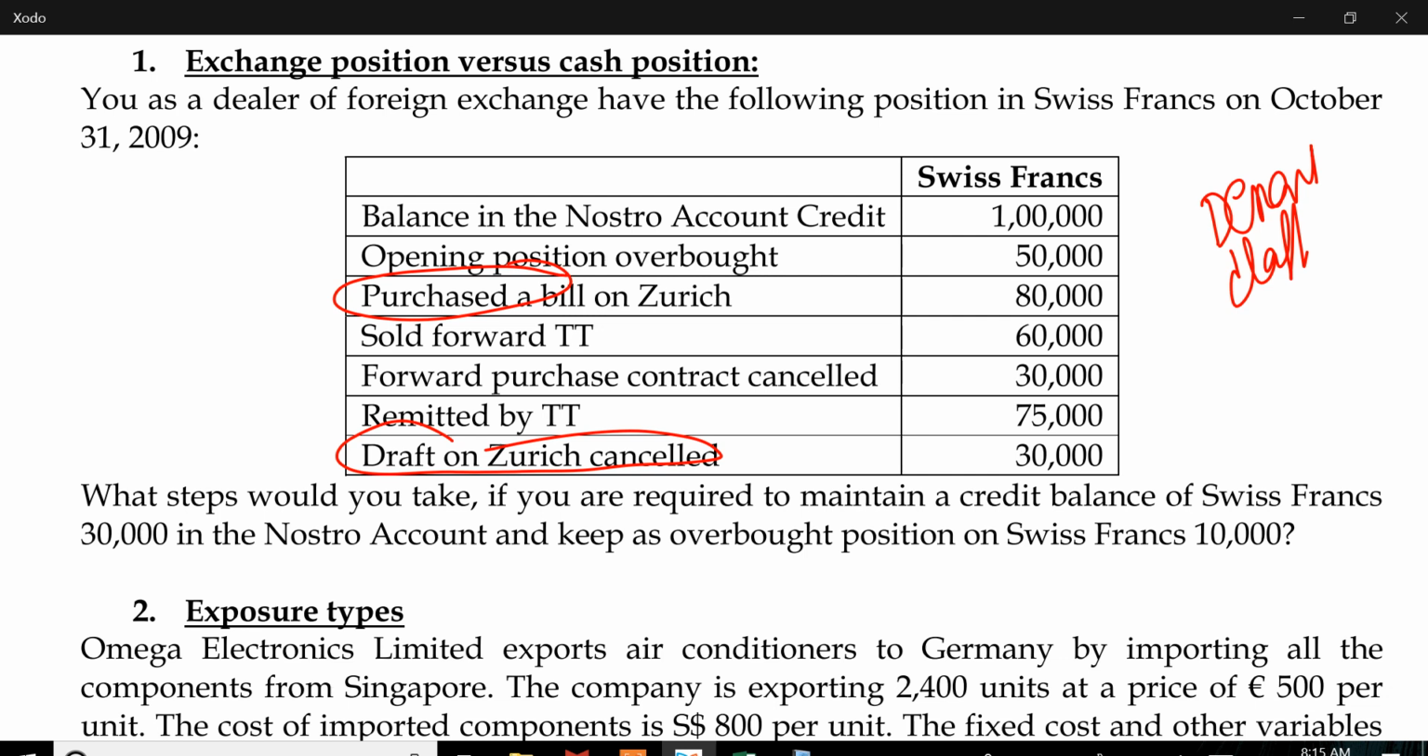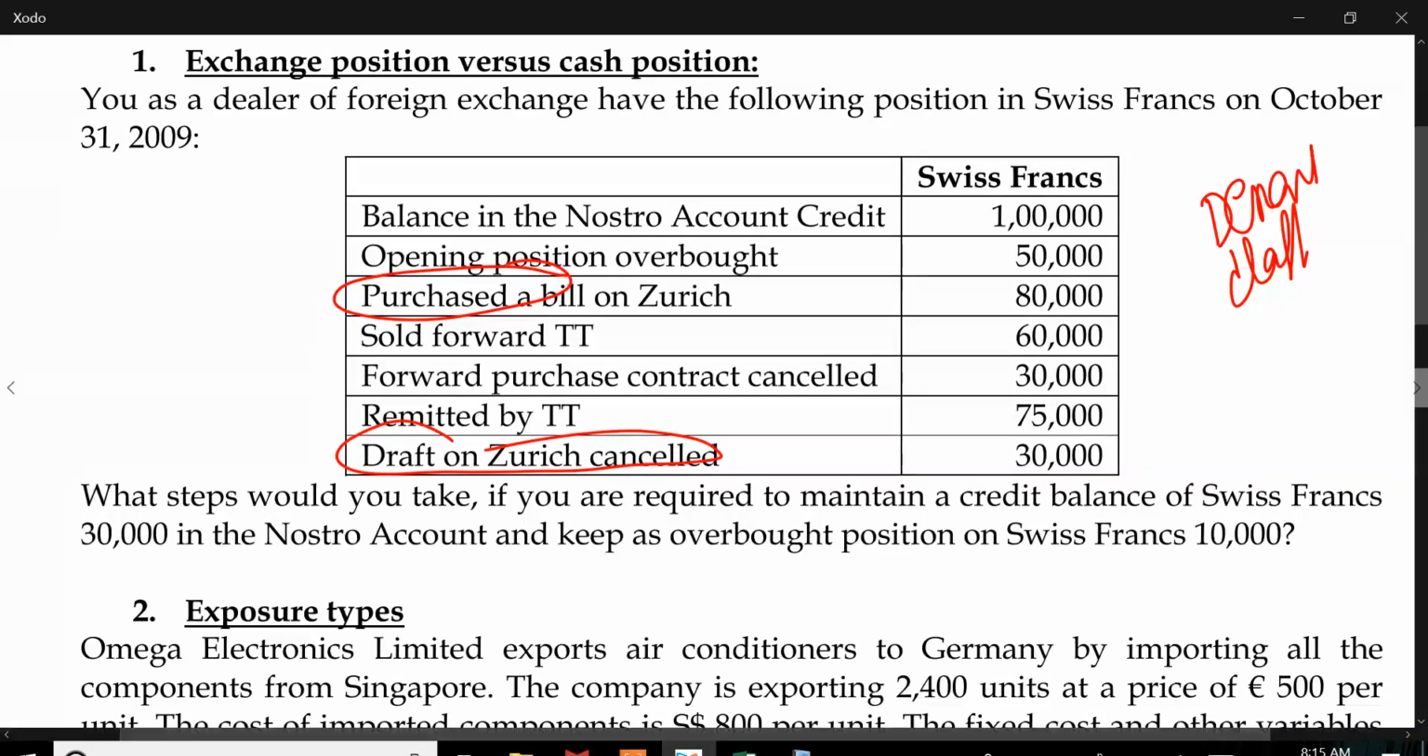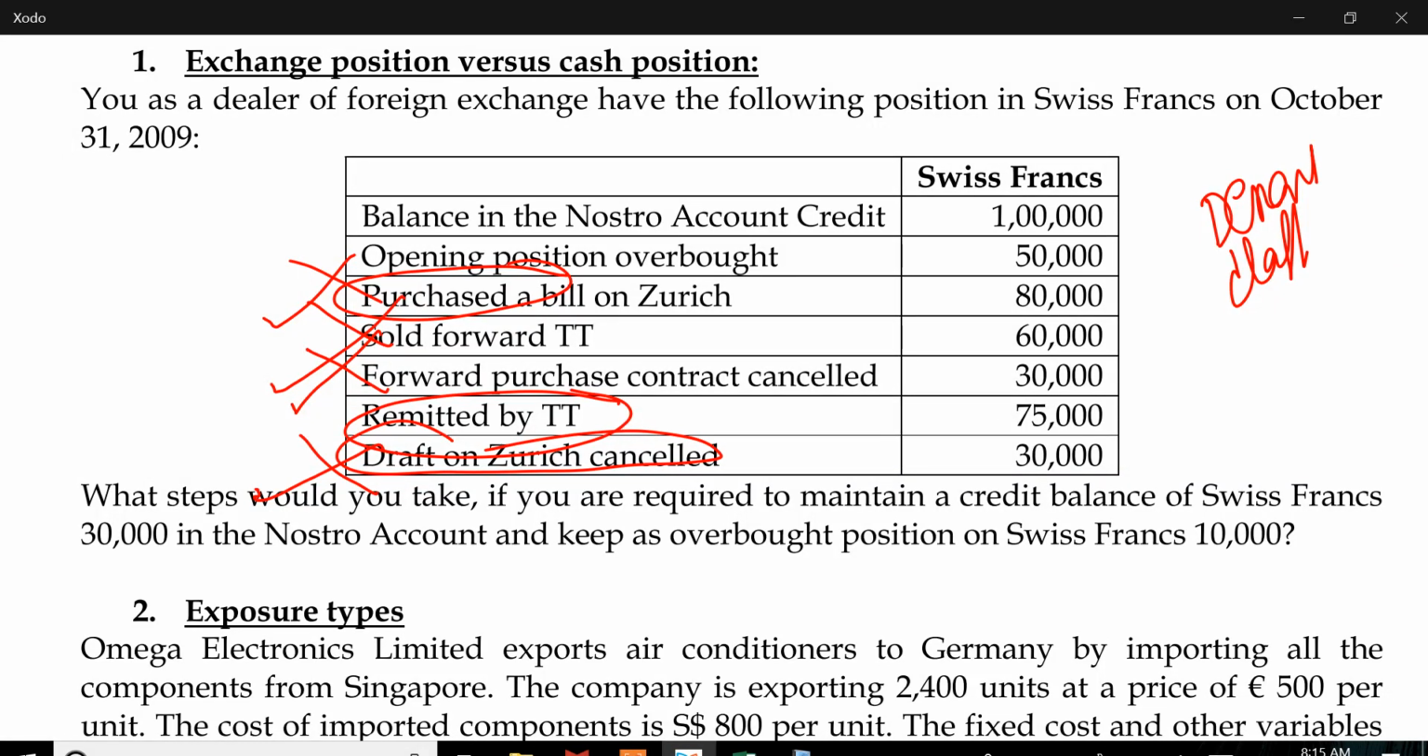Any doubts on this? Now, when it comes to cash position, if you purchase a bill, it will not impact. Sold forward will not impact. Cancellation of a contract will not impact. Cancellation of a draft will not impact. Only the remittance is going to impact. Remittance is the only transaction which is going to impact. Any doubts on this?